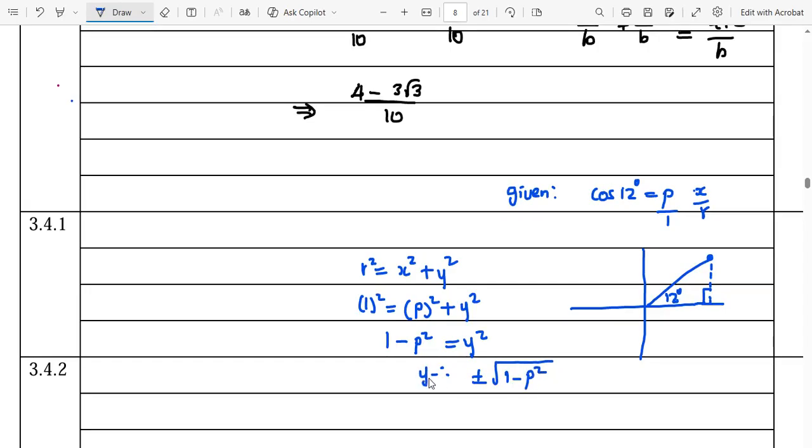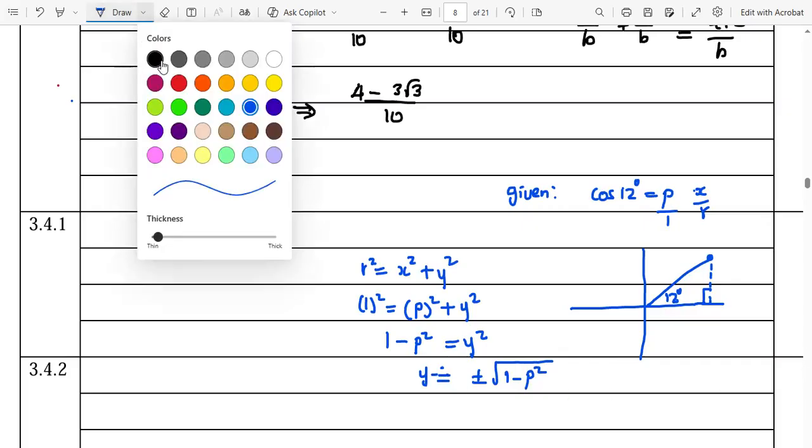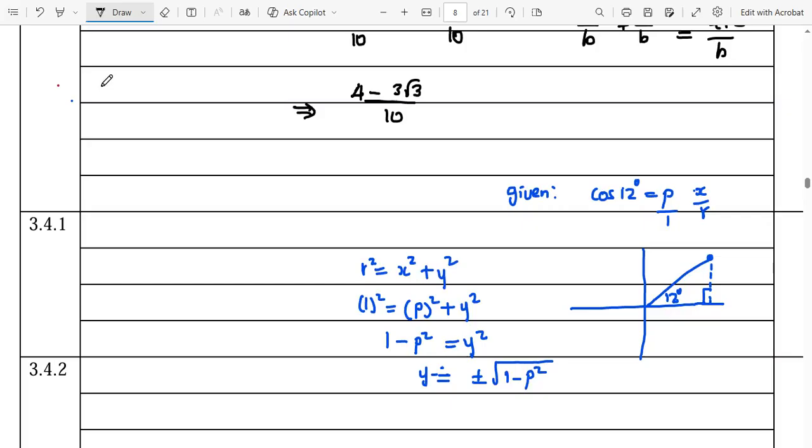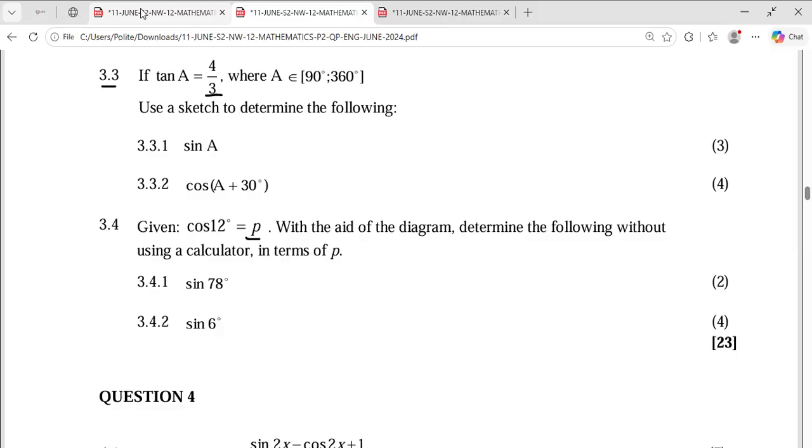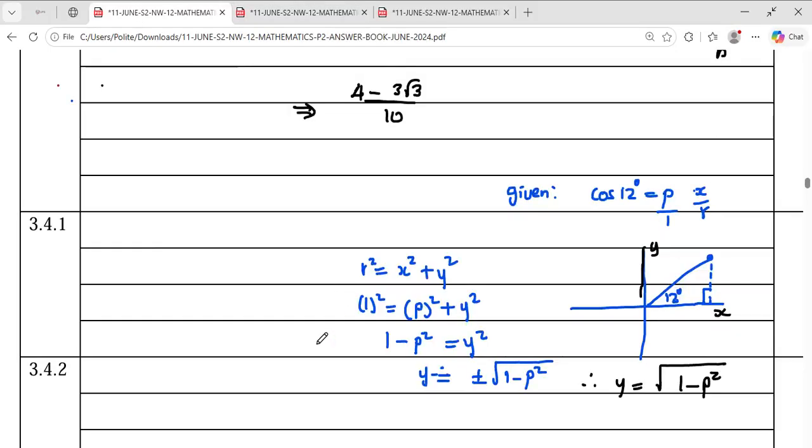So now we need to decide if y is positive or negative. How do we do that? Look at this. Remember, these are the y-axis values, and this is your x. So the y values are positive. Therefore, y will be positive: the root of 1 minus P squared. And that's it for that one. So now you can start answering the questions, because once you have all the values x, y, and r, that's when you can start answering. They wanted the sine of 78 degrees. So let me write this down.